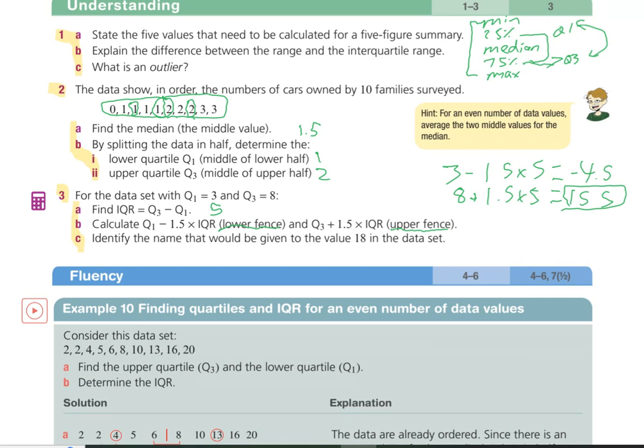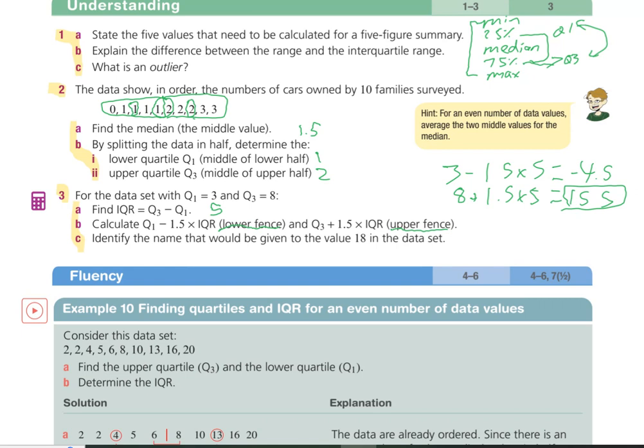The data shown in order, the number of cars by family surveyed. The middle value is going to be 1.5, because the two middle values, which are circled here, 1 and 2, you need to get the average of those. When it comes to the lower quartile, it'll be the middle value out of that bottom half. So there's 5 values there. The third one will be the middle there. So that's our Q1 value. That is 1. And likewise, in the last 5 values, the third one in the middle there is number 2.